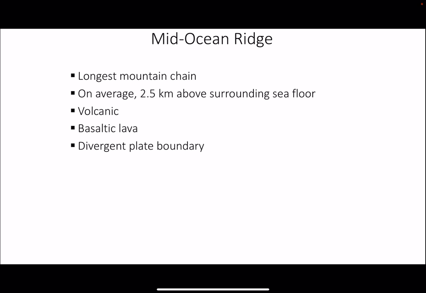Okay, so the mid-ocean ridge is another dominant feature of the seafloor. The mid-ocean ridge is a set of massive mountain chains in the middle of the ocean floor, on average about 2.5 kilometers above the surrounding seafloor, so pretty good size. Some of them can be volcanic. You can have lava, and these mid-ocean ridges are basically where the plates are moving away from one another. So it's like a ripping of the seafloor.